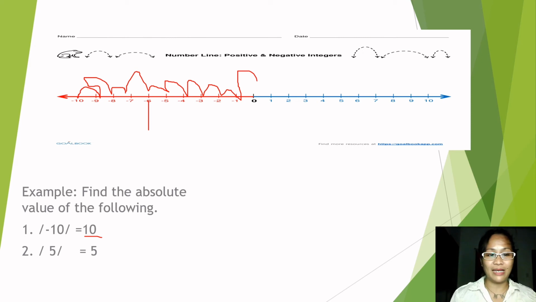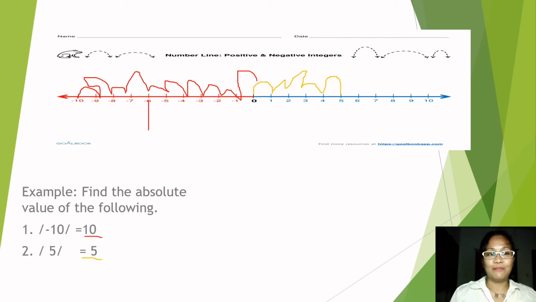And the other one, number 2. So, absolute value of positive 5. Paano naging 5? So, again, mag-start tayo sa 0. Papuntang positive 5. So, going to the right. Kasi positive tayo. So, 1, 2, 3, 4, and 5. Therefore, ang sagot natin sa absolute value ng positive 5 ay 5.